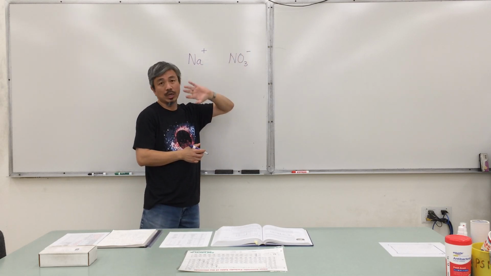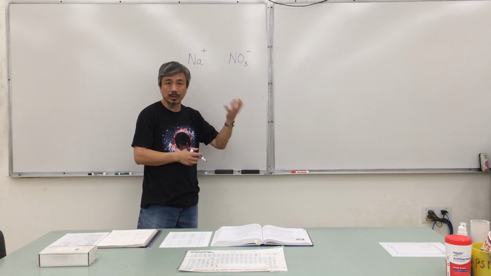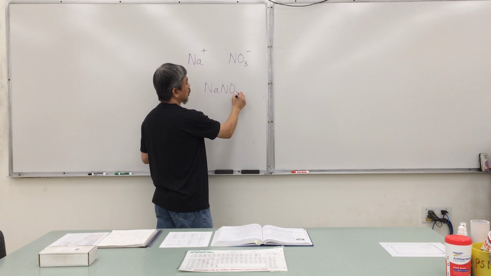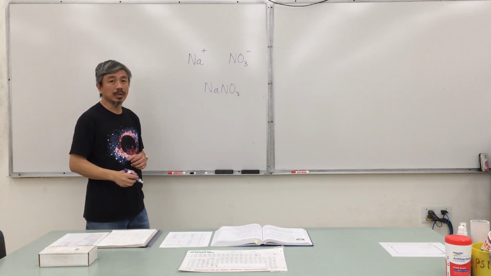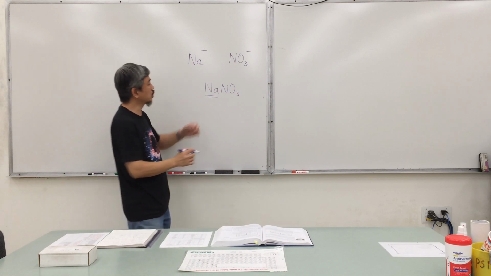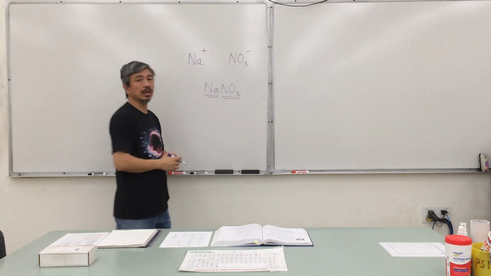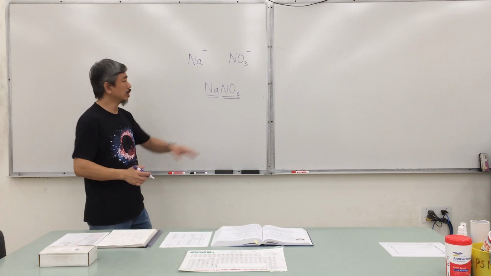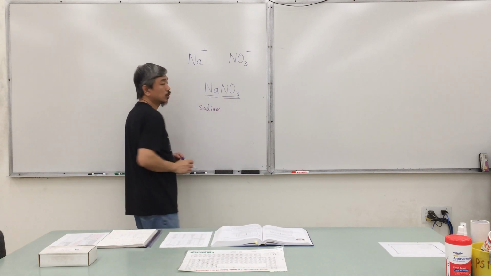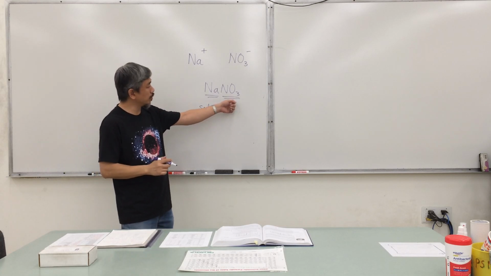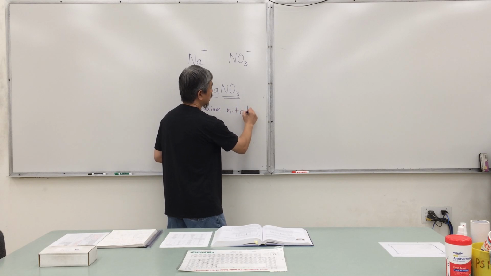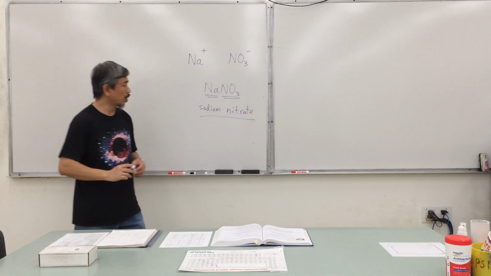Because they both have the same quantity of charge, +1 and -1, we can now combine to form NaNO3. To name this, all you have to do is first recognize the name for your metal, in this case sodium, and then the second one, of course, is your anion. So this is going to be sodium. Now all you have to do is look for the specific name associated with this particular polyatomic anion. This happens to be nitrate. So basically, this is just called sodium nitrate.